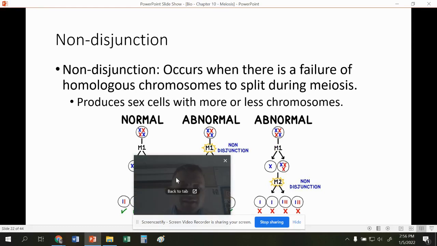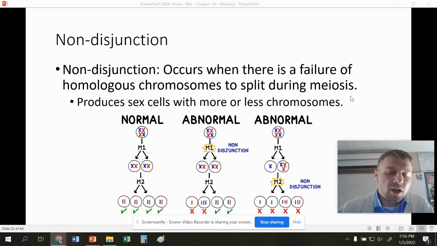All right. The next section, we're going to talk about something called nondisjunction. This occurs when chromosomes don't independently assort correctly. They don't split during meiosis correctly. So when going through meiosis in someone's body, when chromosomes don't separate properly, you don't get the average number of chromosomes in a cell. And this, as you can see here, produces sex cells with one less or one more chromosome usually. It could be even more than just one.